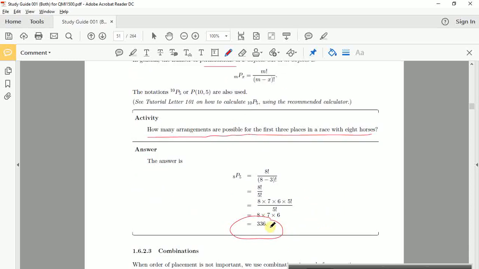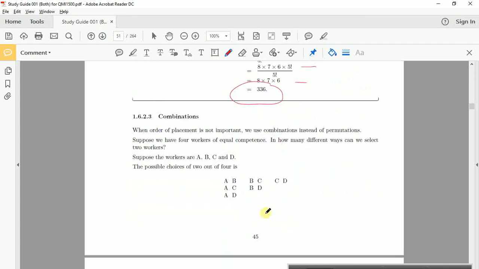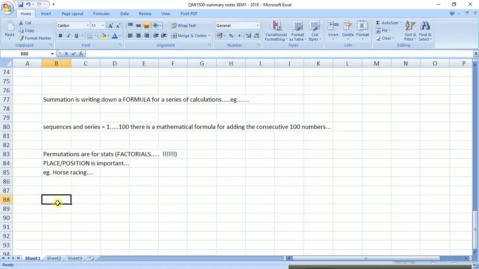Okay, so use the calculator, use NPR. Is it R? Yes, on your calculator. Awesome. So you don't have to do it that way, that's manual. You just type it in here. It's the same thing with the combination. Combination is place is not important, so just write that down. Combination, place/position is not important.